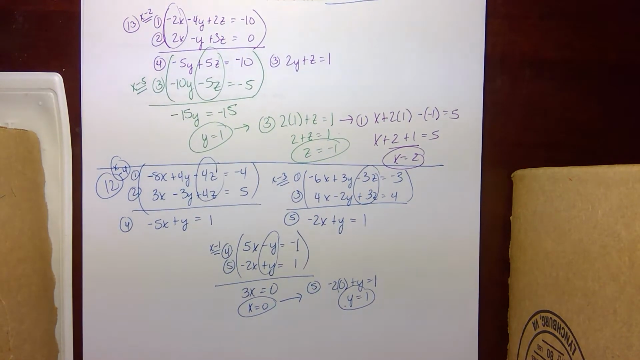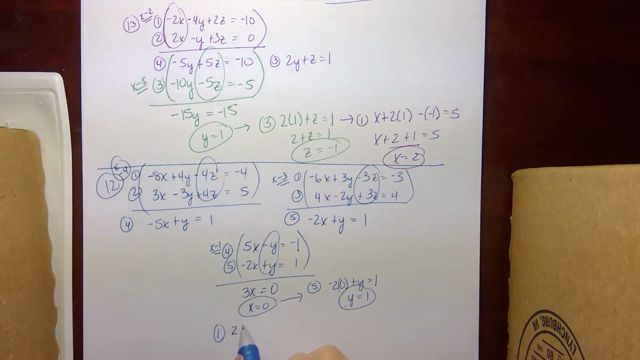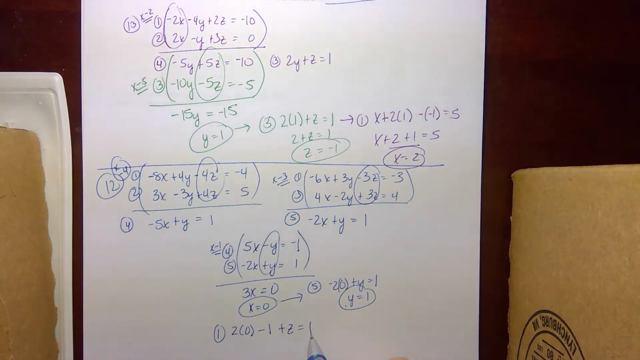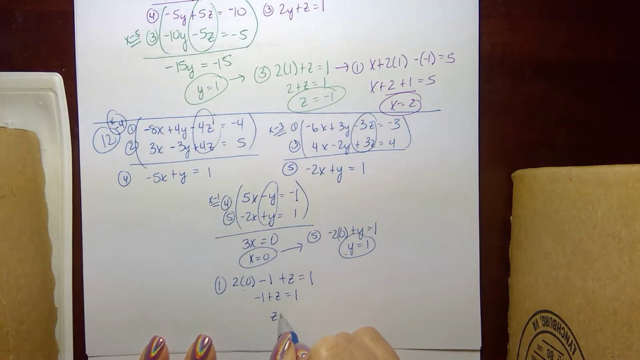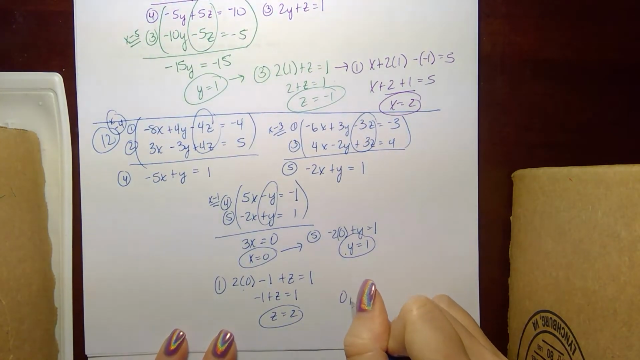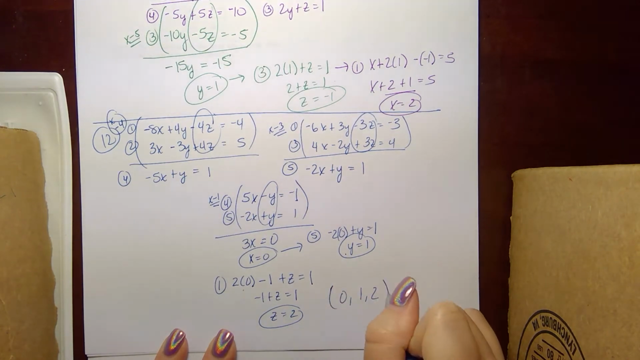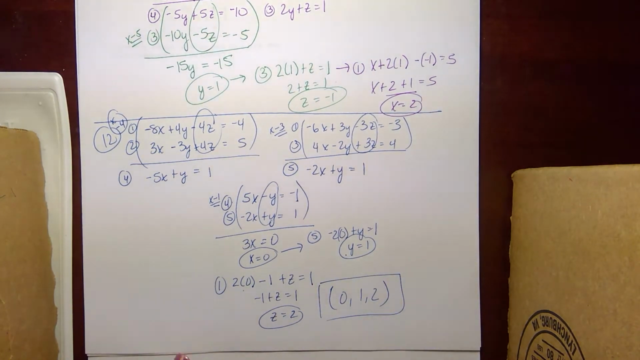And then I take those two values for x and y and plug them into any of the three equations in my system. Let's just plug it into the first equation. That would be 2 times 0 because x is 0, minus 1 because y is 1, plus z equals 1. So I have 0 minus 1 plus z equals 1. When I add that 1 to the other side, I get that z equals 2. And that was the expected solution, ordered triple solution for that system.